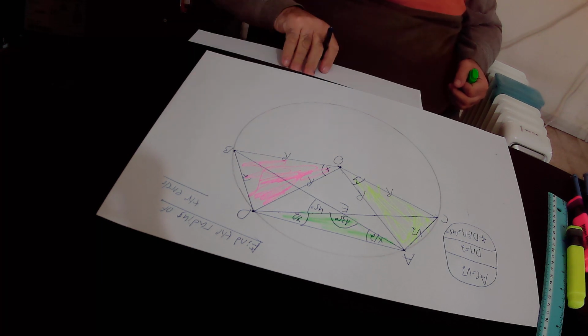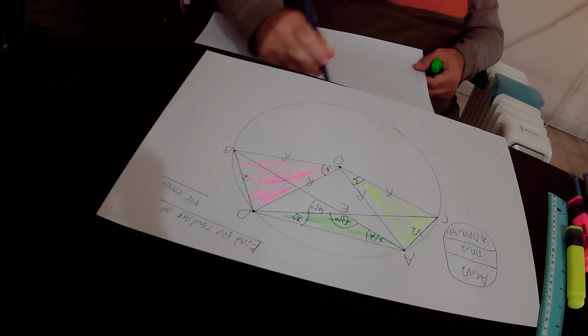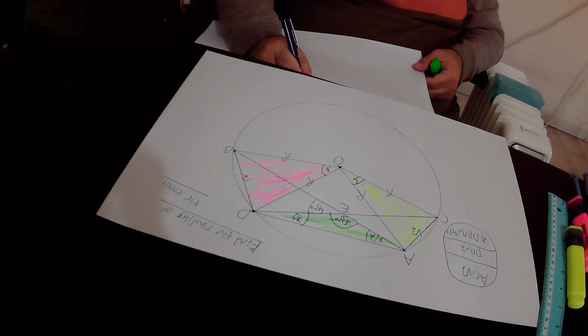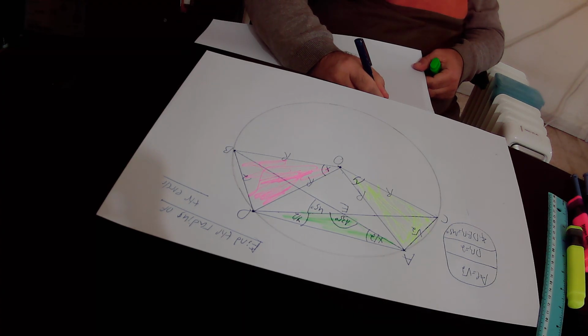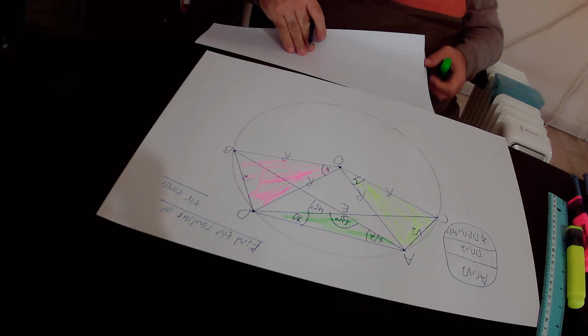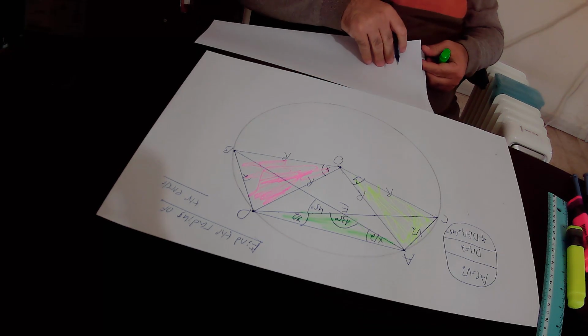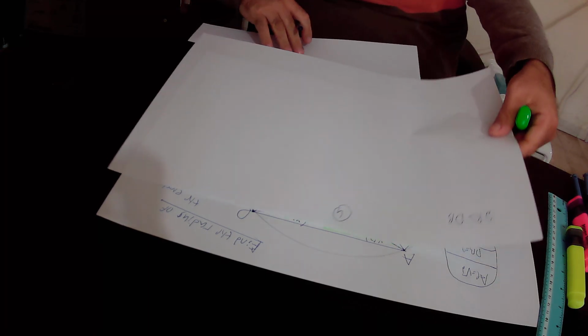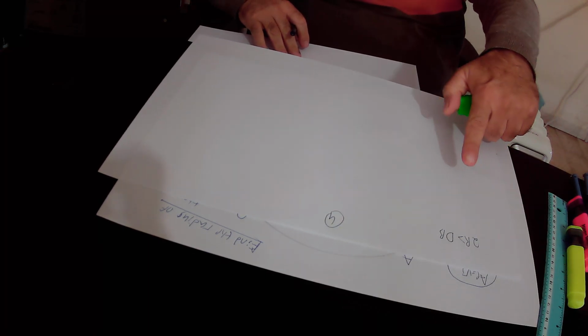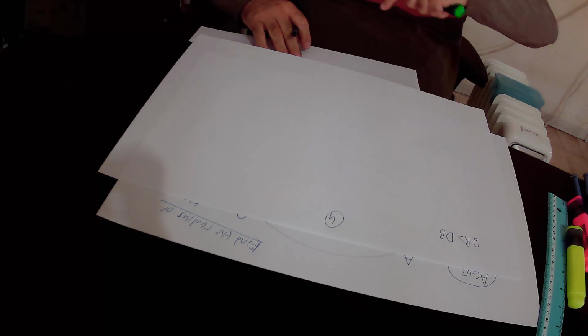must be greater than chord DB, that is not the diameter. So I write it down. The diameter 2R must be greater than DB, that is not the diameter. I repeat again. The diameter 2R must be greater than DB, that is not the diameter.